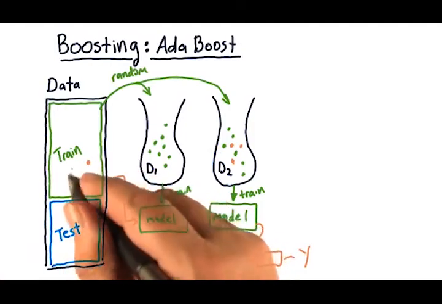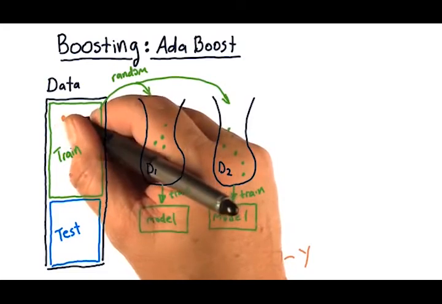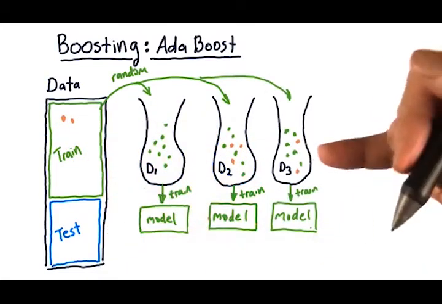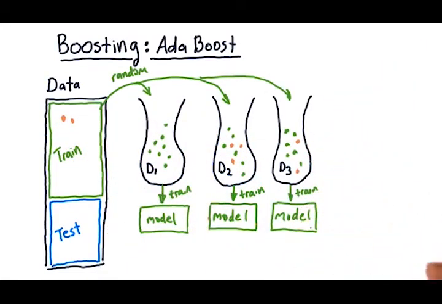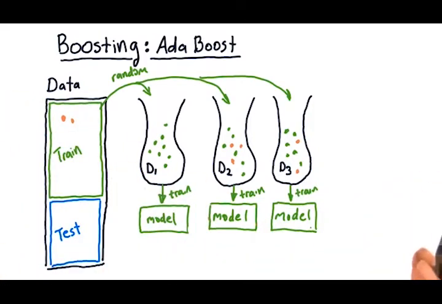Maybe this time these points got modeled better, but there were some other ones up here that weren't as good. And thus we build our next bag and our next model. And we just continue this over and over again up until M, or the total number of bags we're going to be using.